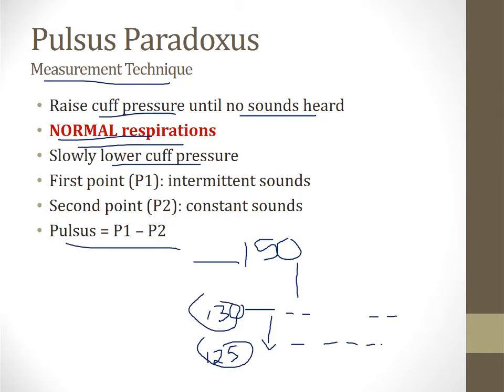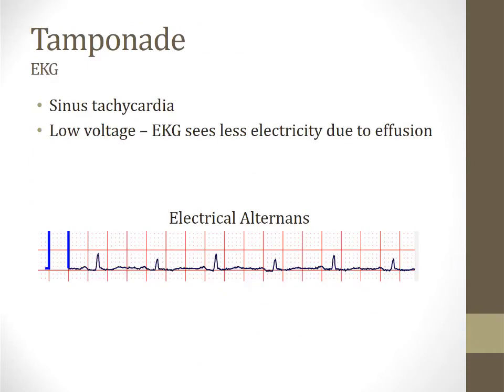That's how you do it at the bedside with the patient breathing normally and identifying the point where you hear intermittent sounds and where you hear constant sounds. There are some EKG findings that may be seen in tamponade. Most patients have sinus tachycardia. You may also see low voltage of the QRS complexes.